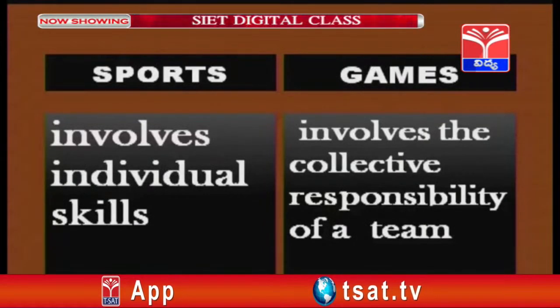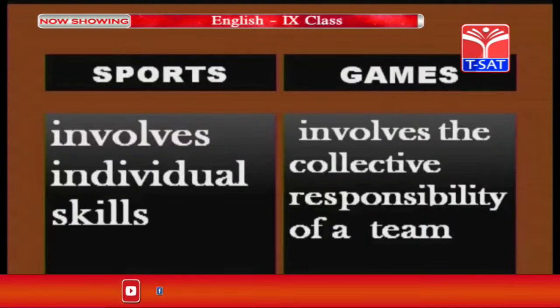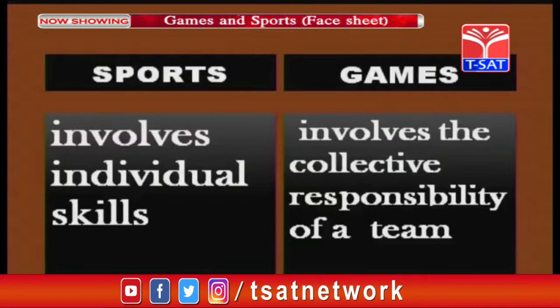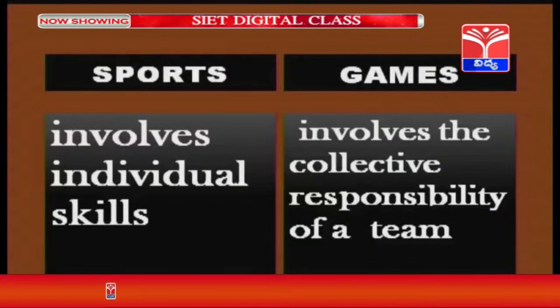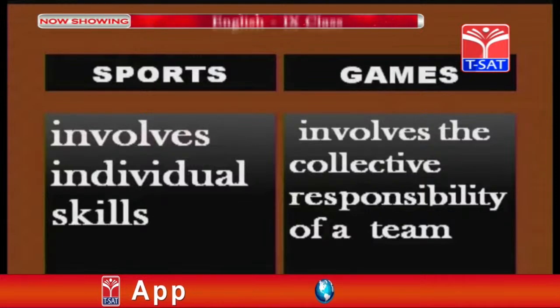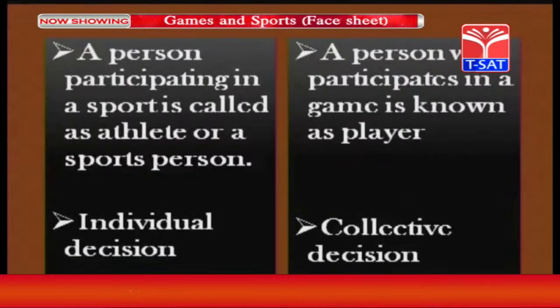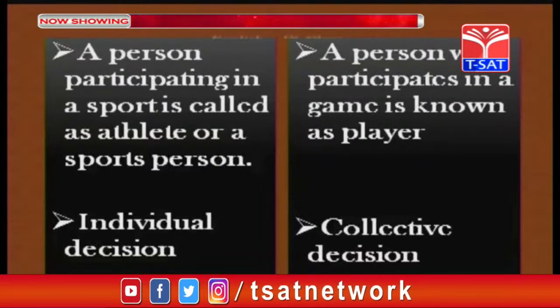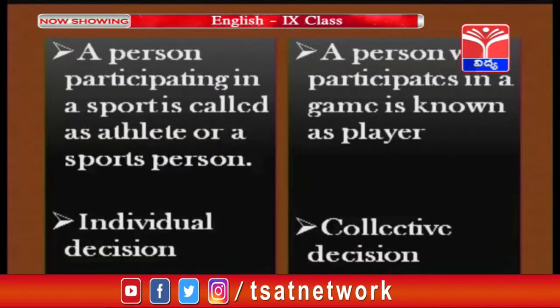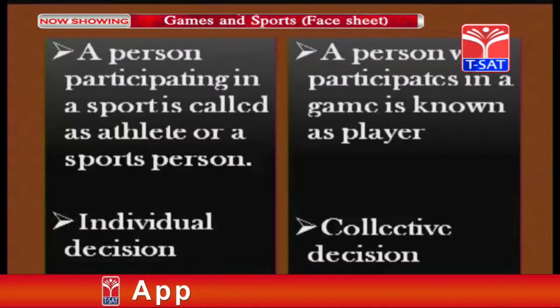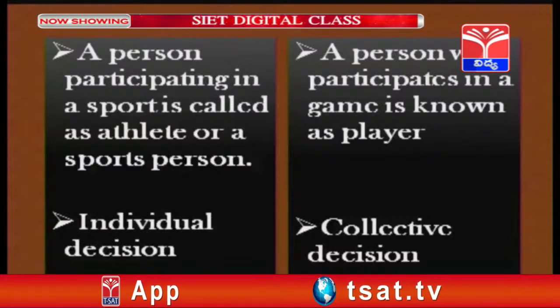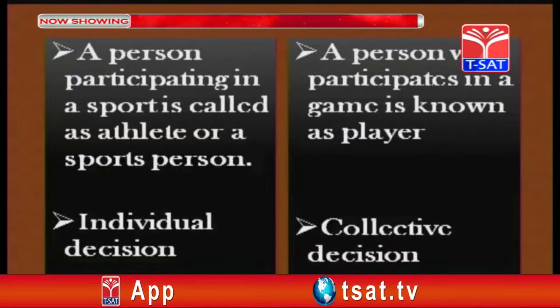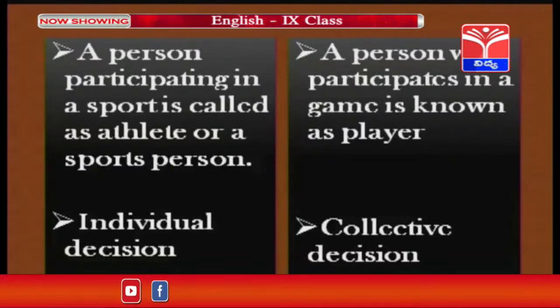Sports. Sport involves individual skills, that is, a single person's skills are involved in sports, whereas games involve collective responsibility of a team. Team means a group of players. Right. And a person participating in a sport is called an athlete or a sports person. And the total responsibility will be on the shoulders of that athlete. He has to take his own decision, individual decision.